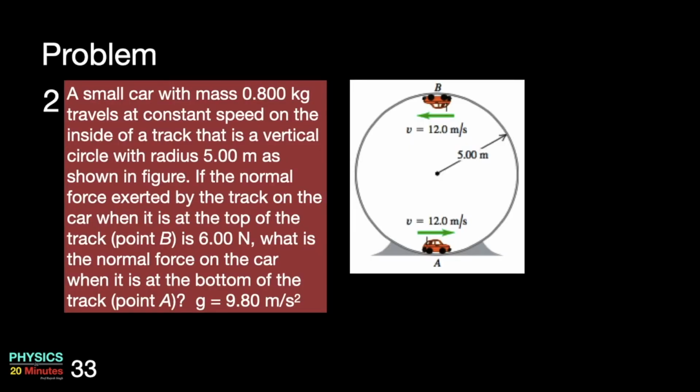A small car with mass 0.8 kg travels at a constant speed on the inside of a track that is a vertical circle with radius 5 meter as shown in the figure. If the normal force exerted by the track on the car when it is at the top of the track is 6 Newton, what is the normal force on the car when it is at the bottom of the track?